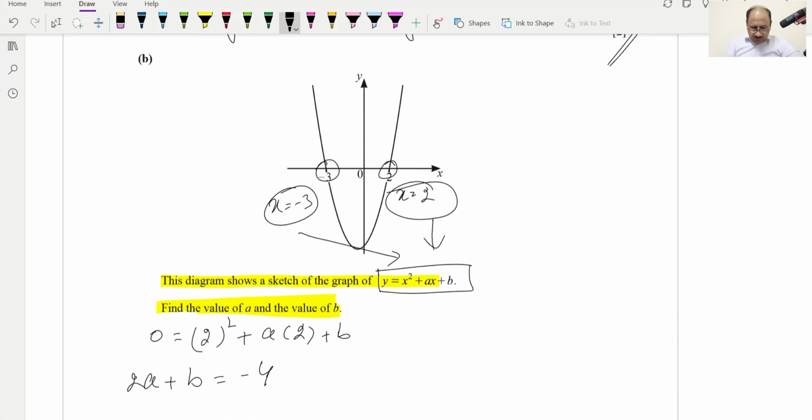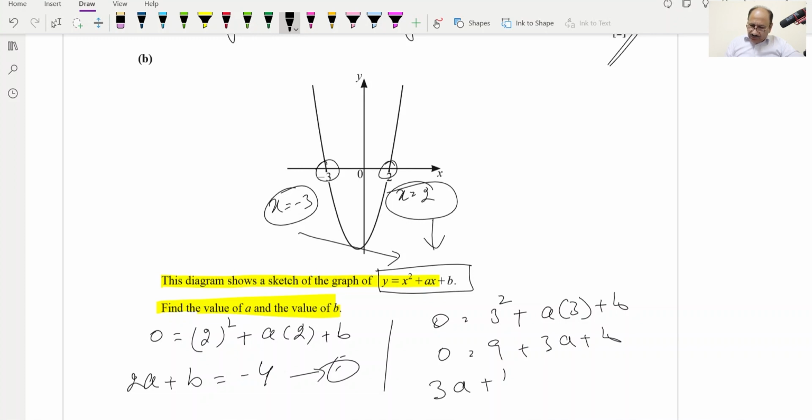So we'll get this one equation, and when we replace x is equal to minus 3, we will get 0 is equal to 3 squared plus a and 3 plus b. So this will be 0 is equal to 9 plus 3a plus b. So this implies 3a plus b is equal to minus 9. 3a plus b is basically we have to replace minus 3, not 3.